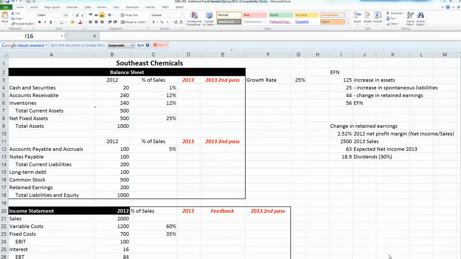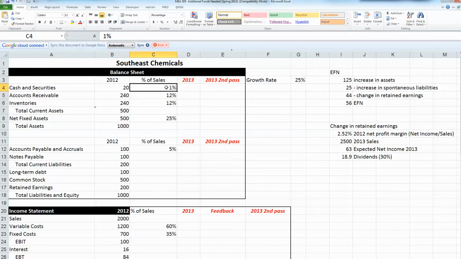The percent of sales method is another way of predicting a company's external financing needs, but it allows for more finessing and fine-tuning and adjusting of separate accounts. What you do for the percent of sales method is you calculate, based on the most recent year of data, what proportion sales were or an account was to sales.